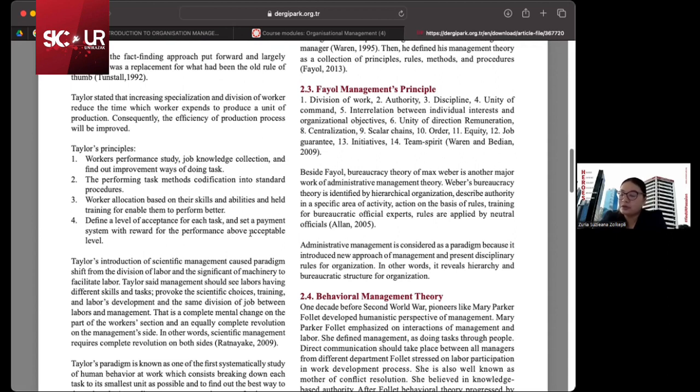Other definitions by scholars, some of the authors, say that management is actually a process of designing and maintaining an environment where people work together to achieve the goal. Right, so these are some of the definitions of management.